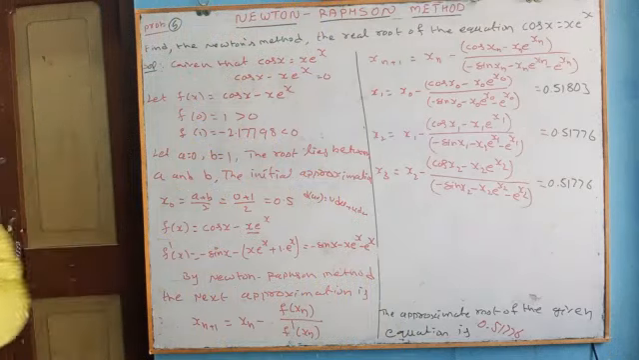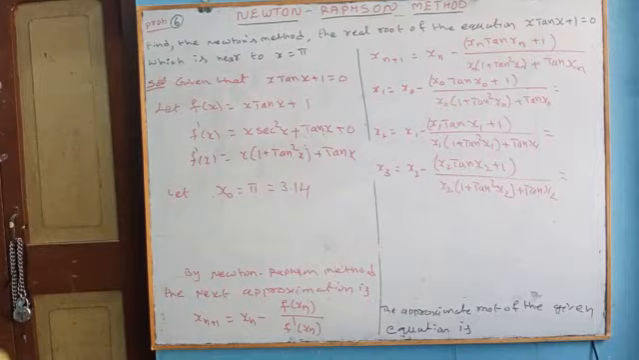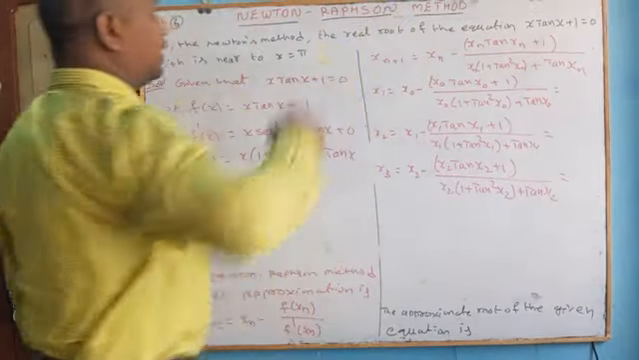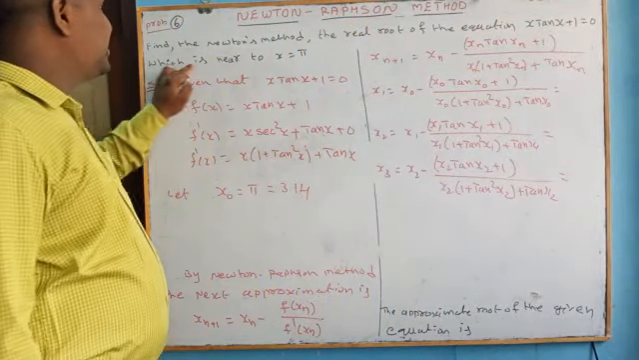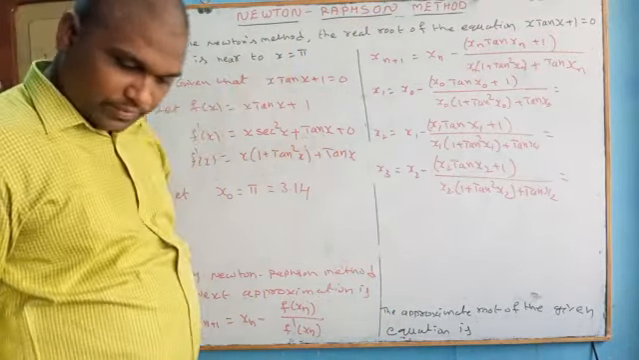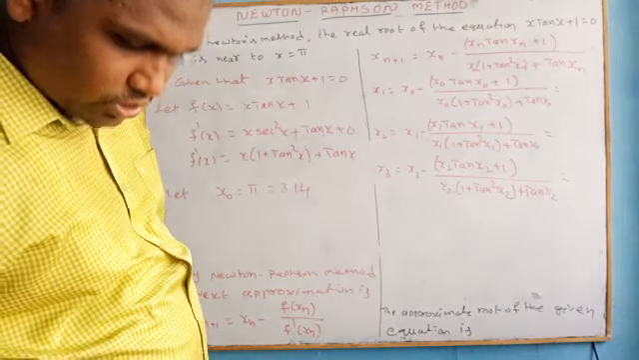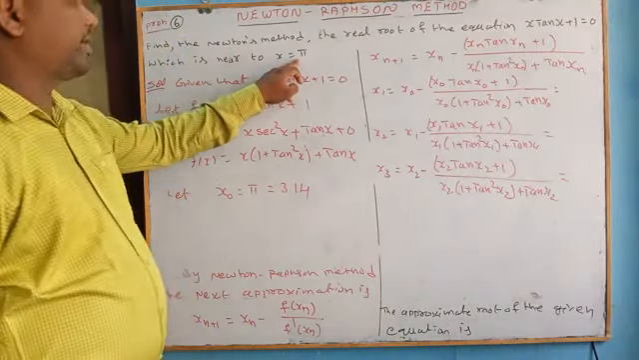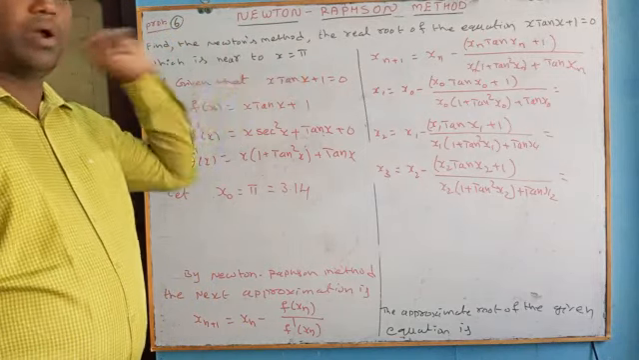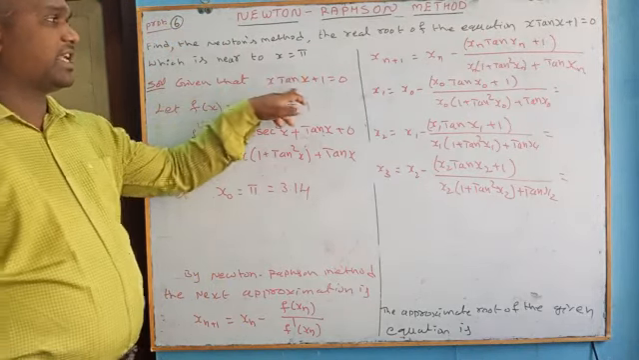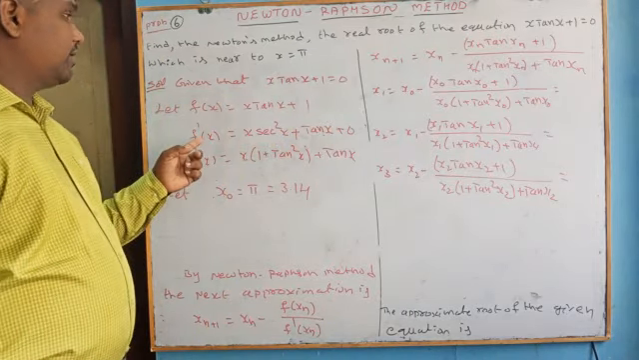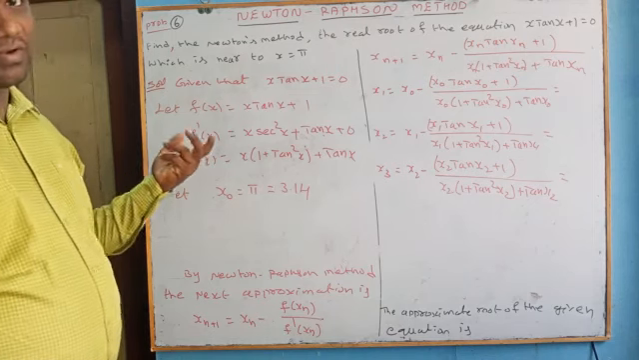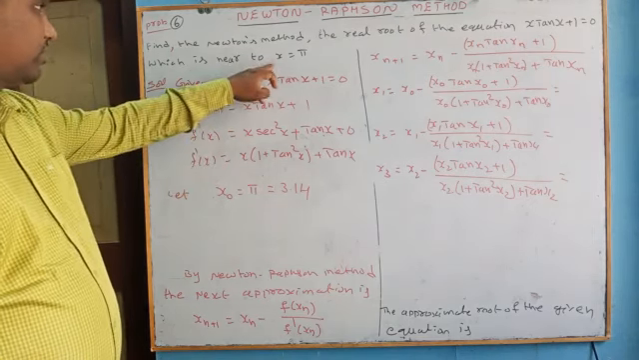Next, problem number 6. Find the real root of the equation x tan x plus 1 is equal to 0, which is near to x is equal to pi. And the initial point in this problem is given. So given that the equation is x tan x plus 1 is equal to 0, let it be f of x is equal to x tan x plus 1. And we don't need to find f of 0, f of 1, because the initial root x naught is equal to pi.